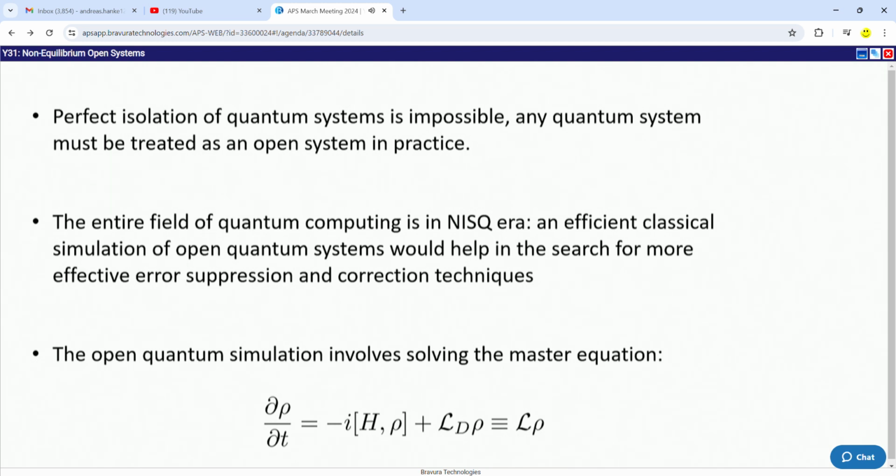And similar to the closed system picture, where we have the Schrodinger equation, in the open quantum setting we have a master equation. So instead of evolving the wave function, we now evolve the density matrix. The first term is the unitary evolution driven by the system Hamiltonian, and then we have some dissipation term.